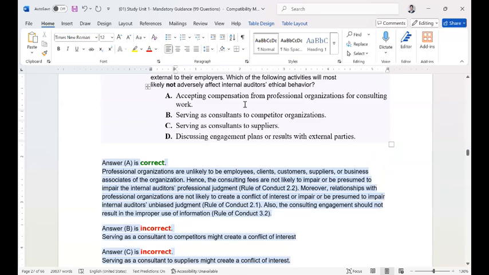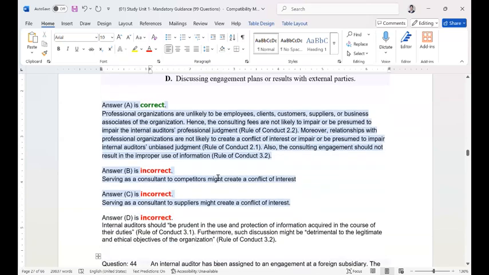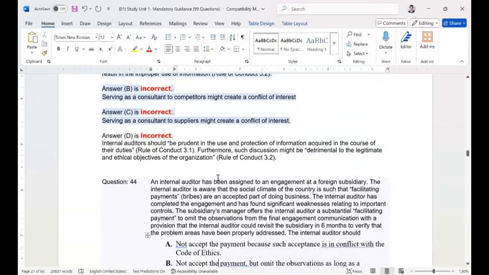So accepting compensation for professional or consulting works, they are saying is okay. Consulting fees are not likely to impair the internal professional judgment. So I do some, but of course there are some organizations where they very clearly say you can't undertake paid work in any entity. Anyway, food for thought.